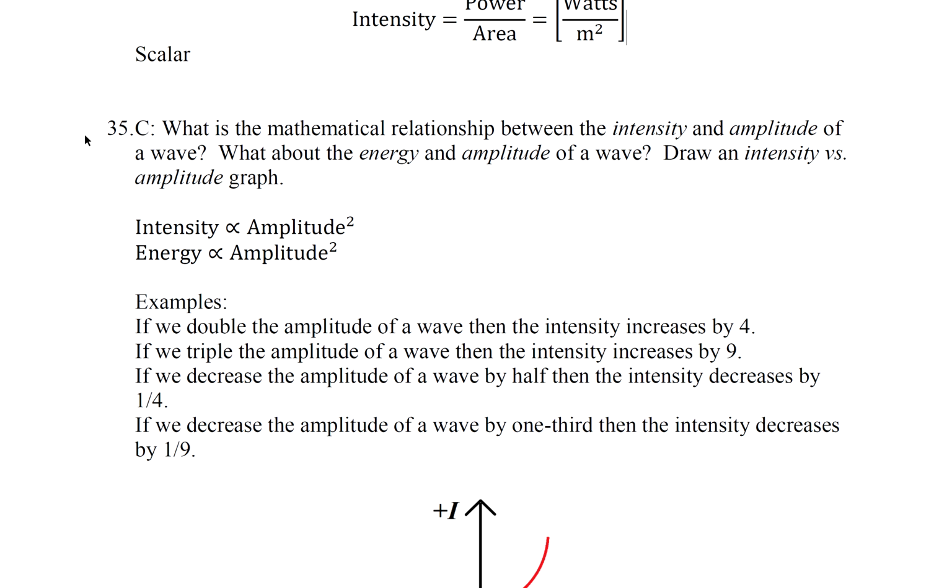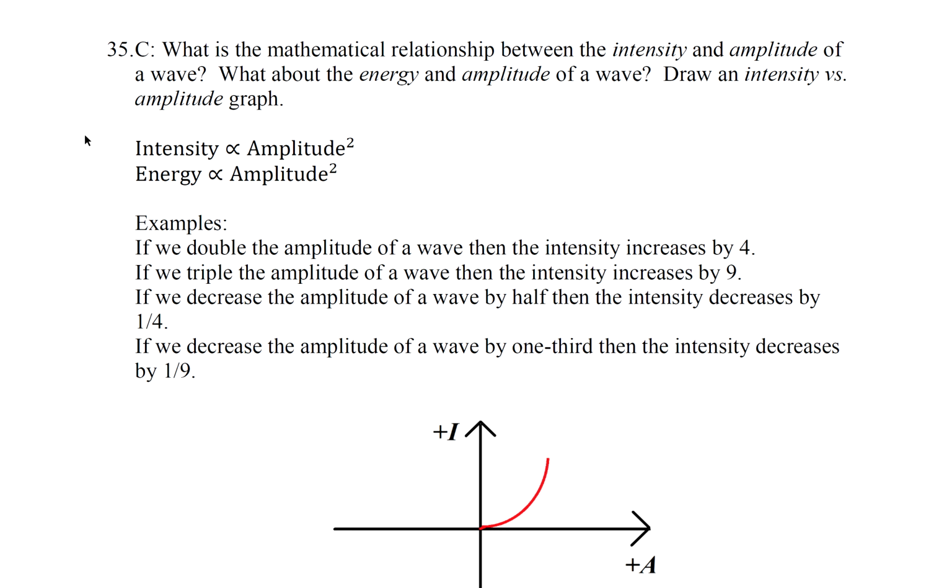Question 35. What is a mathematical relationship between the intensity and amplitude of a wave? What about the energy and amplitude of a wave? Draw an intensity versus amplitude graph. So, intensity is proportional to amplitude squared. And energy is proportional to amplitude squared.